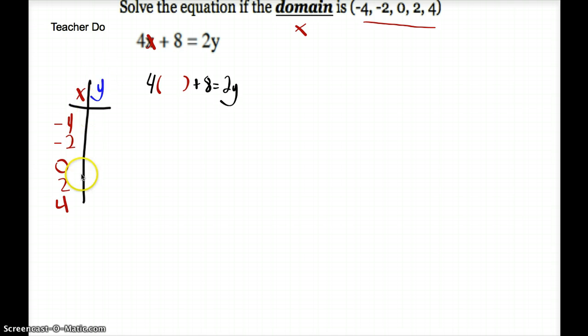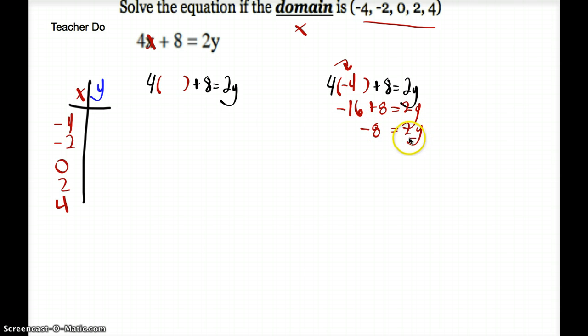Now, I don't know what my range is, but I have an equation to solve it. So all I have to do is write this equation and solve for it. So I'm going to plug in that first number, negative 4, and solve. 4 times negative 4 is negative 16, plus 8 equals 2y. This is negative 8 equals 2y. Divide by 2, divide by 2. Y equals negative 4. So my first point is negative 4, comma negative 4.